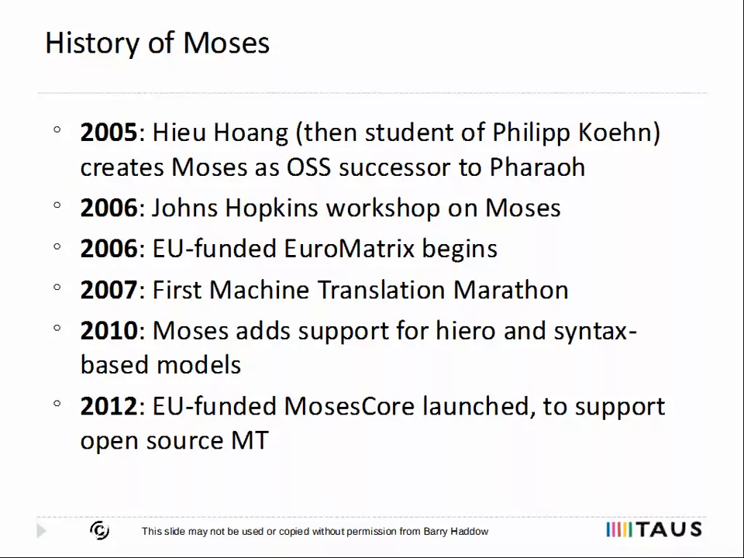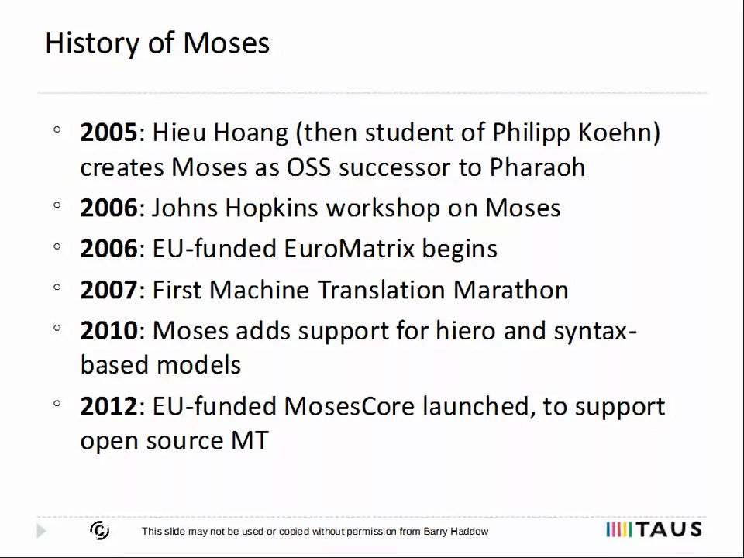The history of Moses really goes back to Philipp Koehn's work as a student at ISI in Los Angeles. He was one of the originators of the phrase-based approach to SMT, and developed a phrase-based decoder called Pharaoh, but it was never released as open source. After Philipp arrived in Edinburgh, his student Hieu started working on an open source successor to Pharaoh, which would explore the factored extension to phrase-based machine translation. This is a way of adding extra linguistic knowledge to phrase-based machine translation.